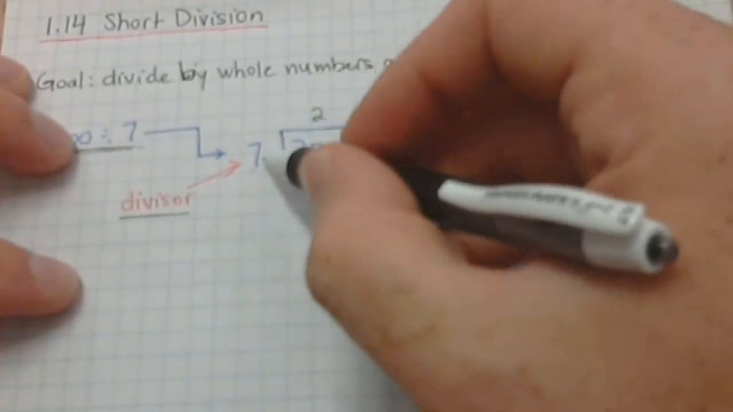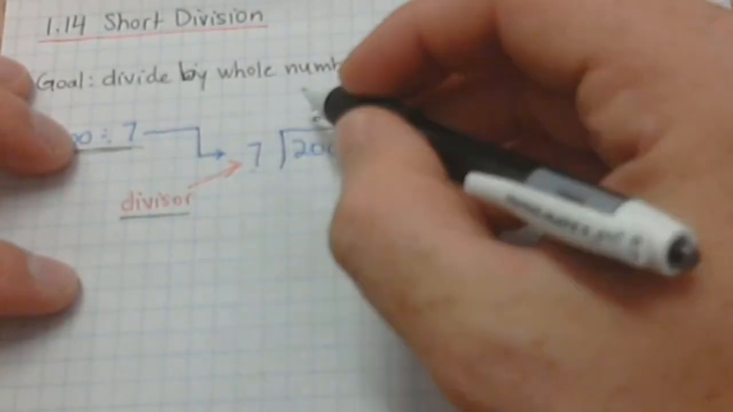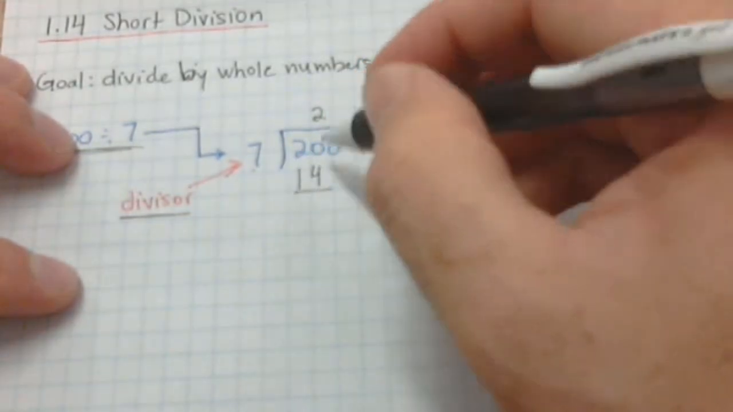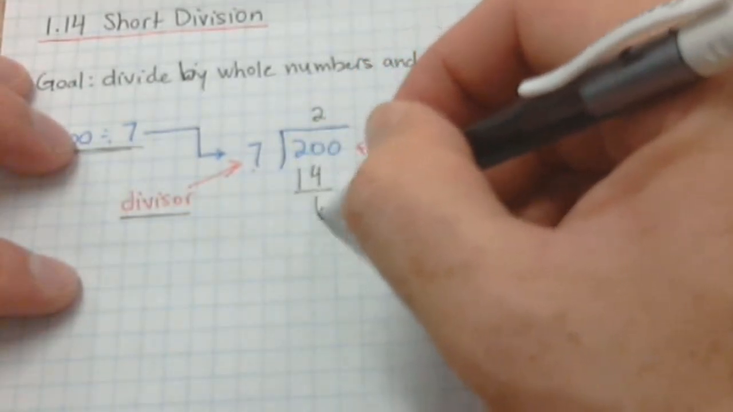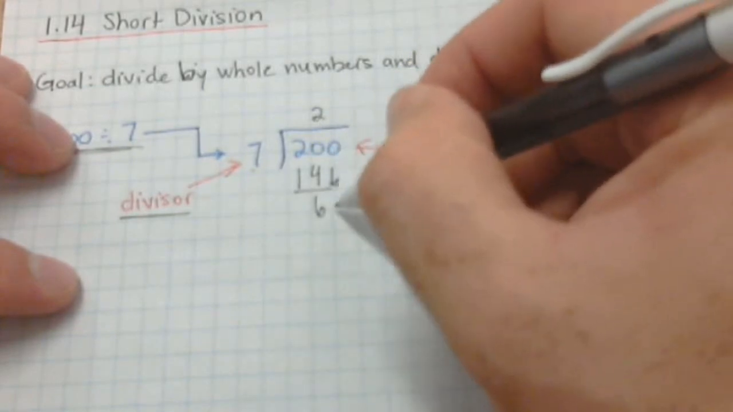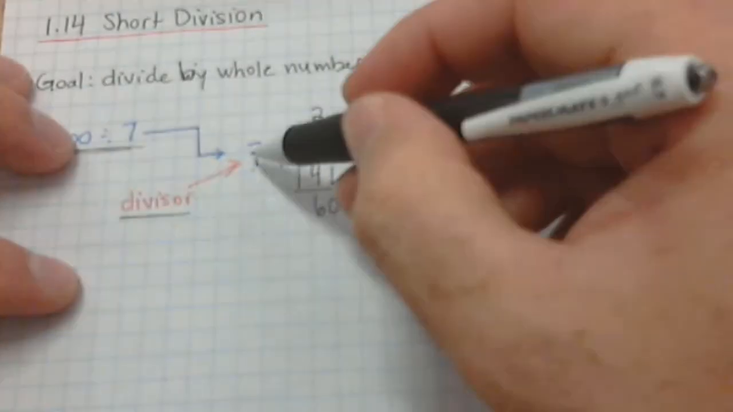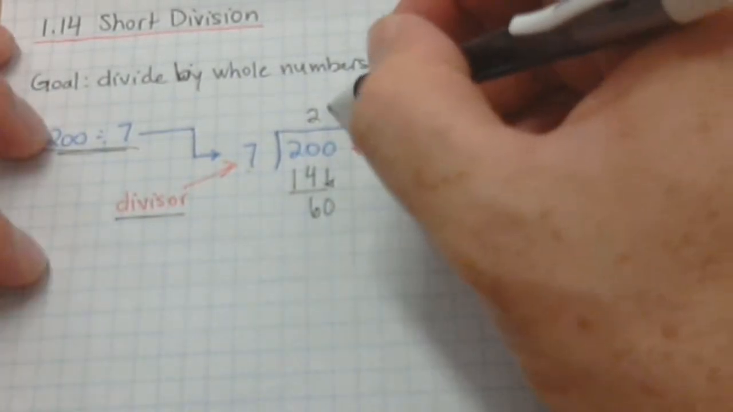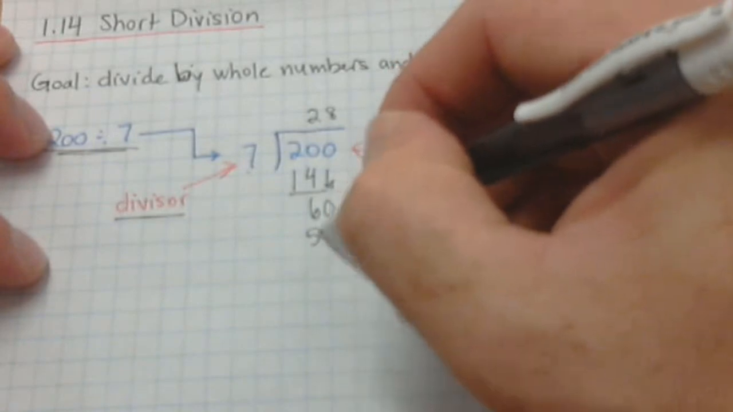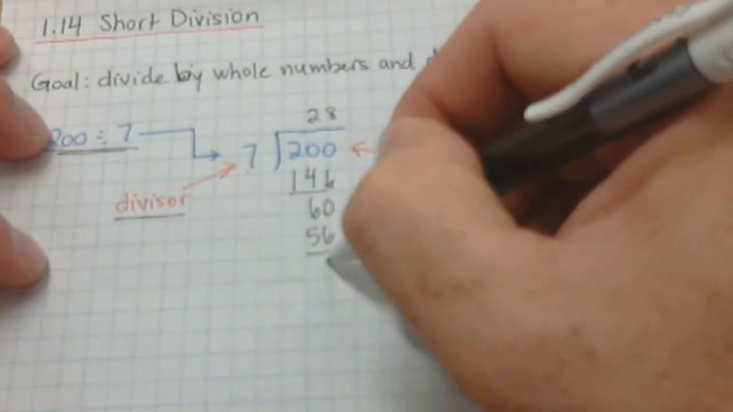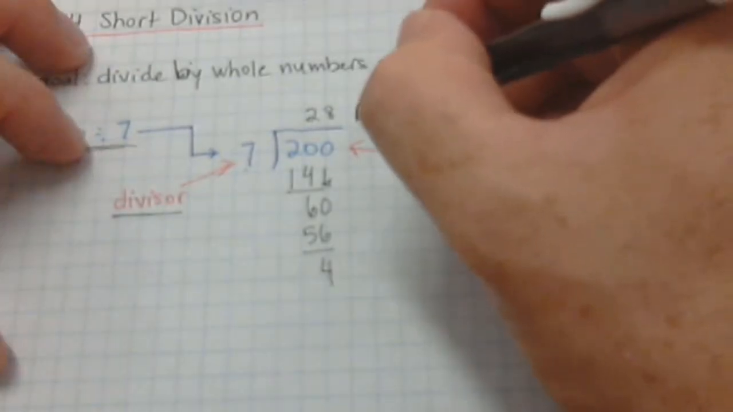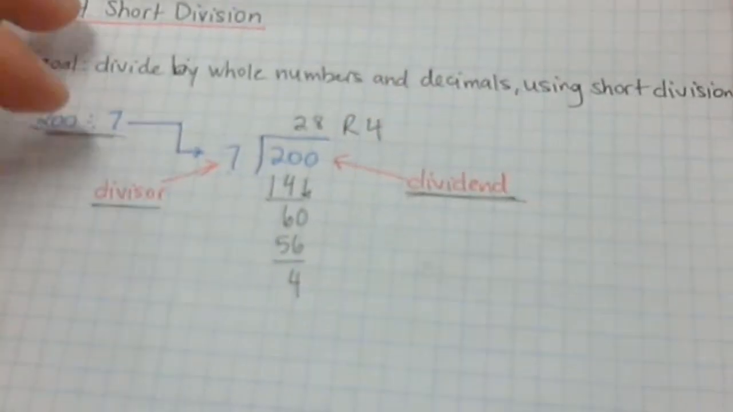Then, to remind you, we say 7 times 2 is 14, and so we subtract the difference. 20 minus 14 is 6. Then we bring the 0 down. So 7 goes into 60. It goes in 8 times. 7 times 8 is 56, and 60 minus 56 is 4. So we say that our answer is 28, remainder 4.